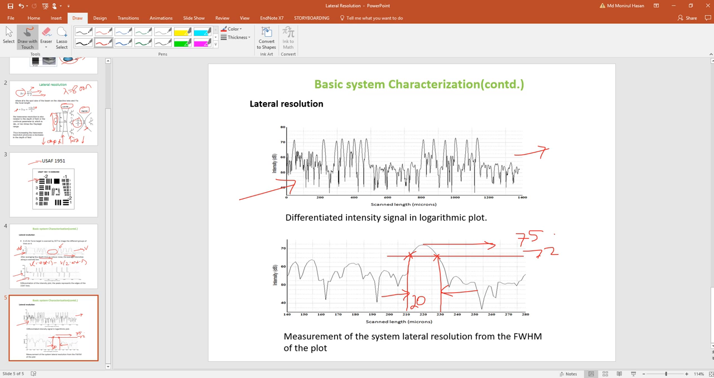What does that mean? That means we will be able to differentiate anything greater than 20 microns. If the spot size or some texture is less than 20 microns, we will not be able to distinguish it. In this way we will be able to determine the lateral resolution.